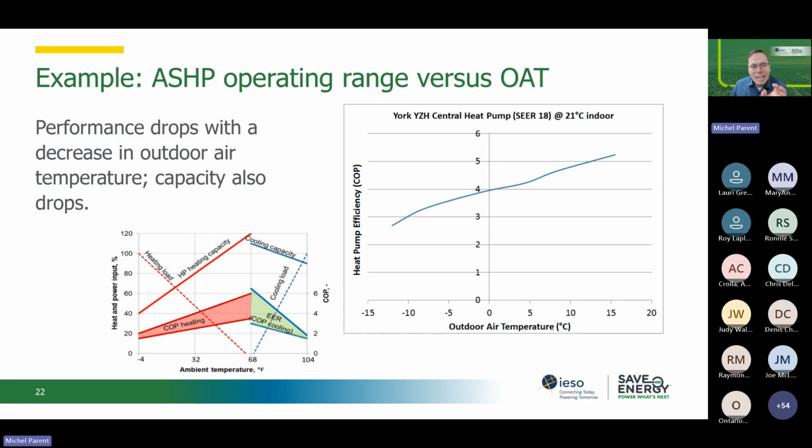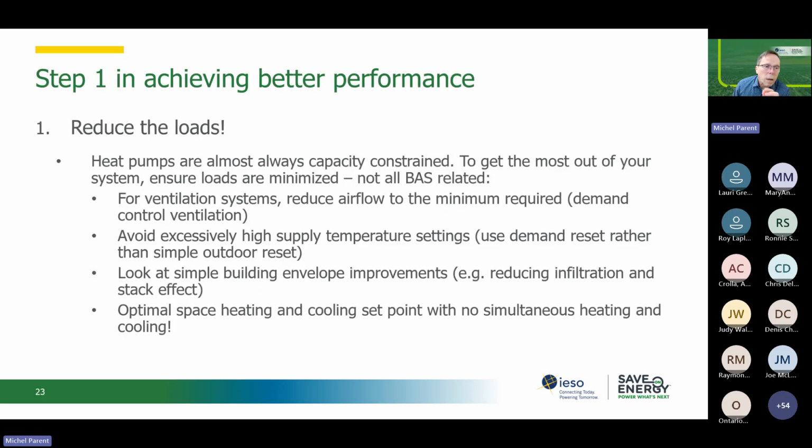So it is not a straightforward answer, but you need to consider both the COP, the heating capacity, and the energy rate that's applicable to the different source. But before you do that, on your BAS, you need to make sure that before you start programming the switchover, that your loads are reduced as much as possible. The lower the loads, the more you're going to get out of your heat pump system.